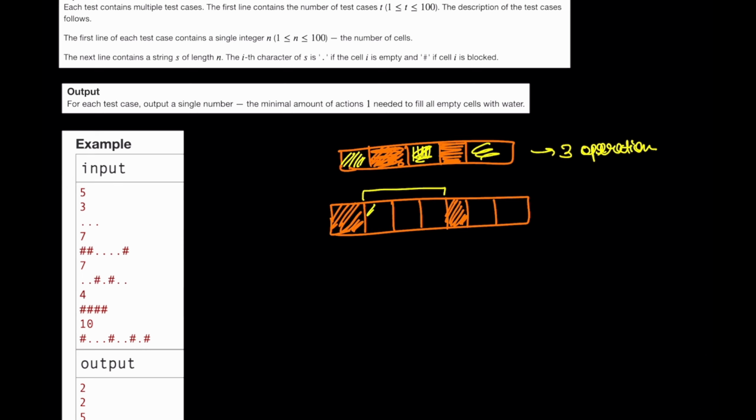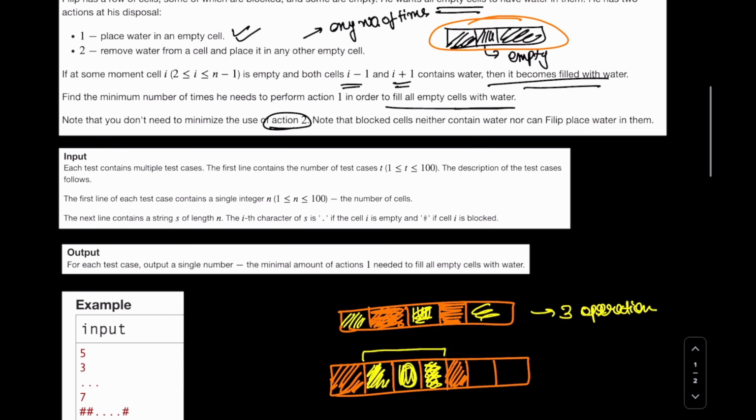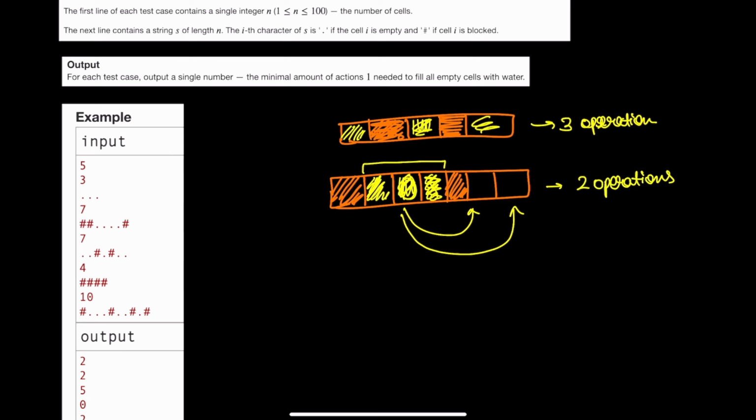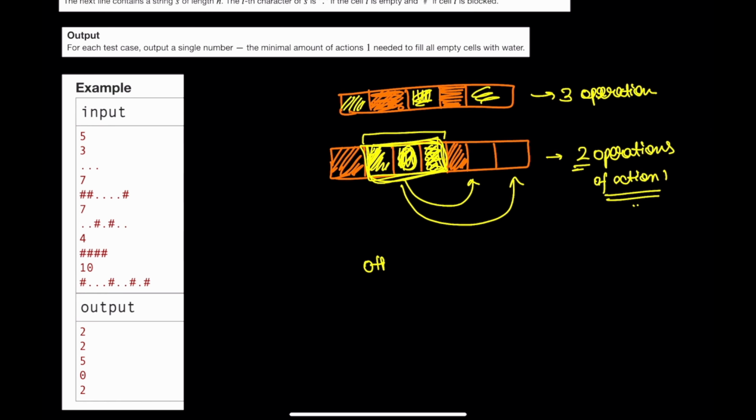So what we'll do is we'll just fill both of these using 2 operations, and then this one will automatically be filled. So once this is filled, we can perform the second operation and remove the water in that cell and place it at any other empty cell. So we'll fill this in this, again it will be filled, again we can flip it to this, again it will be filled, and so the maximum operations required would be 2 operations of action 1. So if we can get any box of size 3, then our answer would be 2. Otherwise it would be the number of empty boxes.